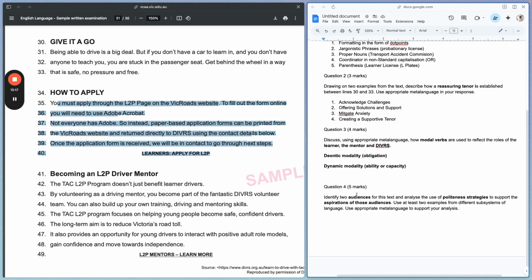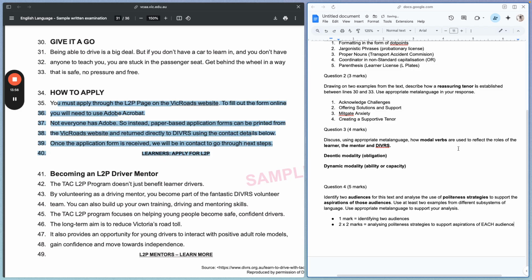The last question is asking about two audiences and analyze the use of politeness strategies to support the aspirations. I think part of the confusion here comes from where the marks go. It's 5 marks. But it's a long question. That's a good thing because it's not just a broad question. It's almost very easy to predict where the marks go. So 1 mark is going to go towards identifying two audiences. And then we have 4 marks left. So it's going to be 2 times 2 marks equals analyzing politeness strategy to support aspirations of each audience.